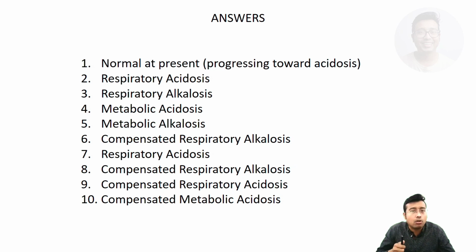First one was normal, second one respiratory acidosis, third one respiratory alkalosis, fourth one metabolic acidosis, fifth one metabolic alkalosis, sixth one is compensated respiratory alkalosis, seventh one is respiratory acidosis. The last three are compensated disorders. Eighth was respiratory alkalosis, ninth respiratory acidosis, and 10th metabolic acidosis.